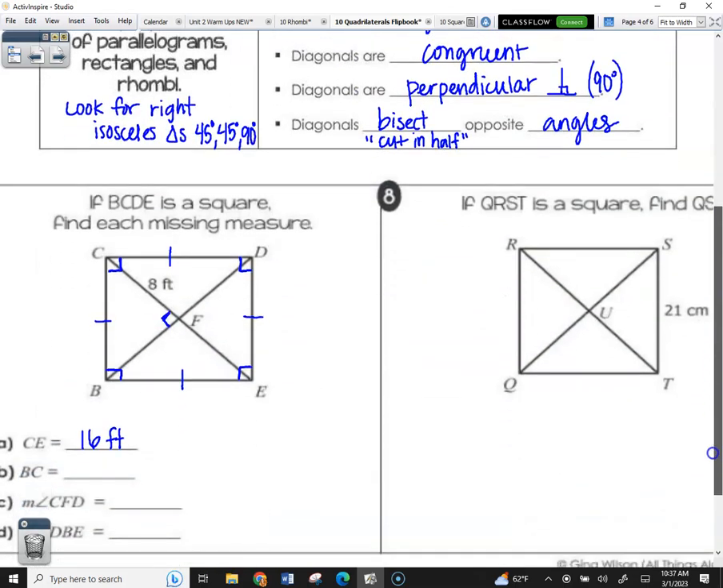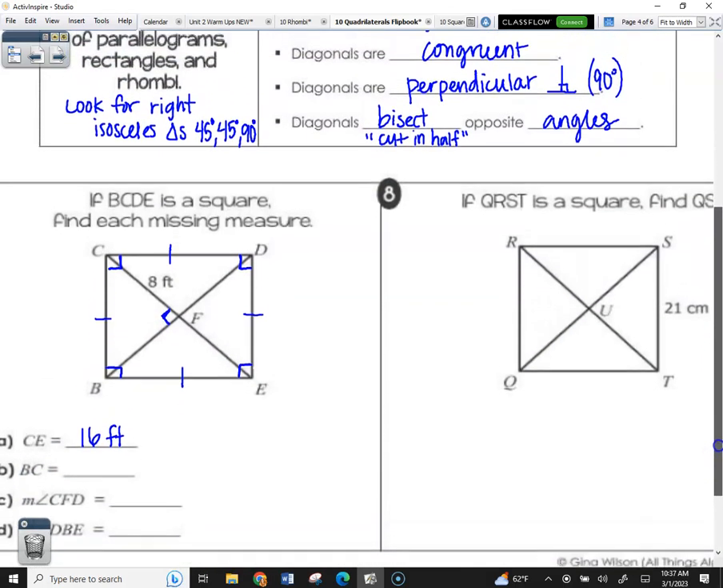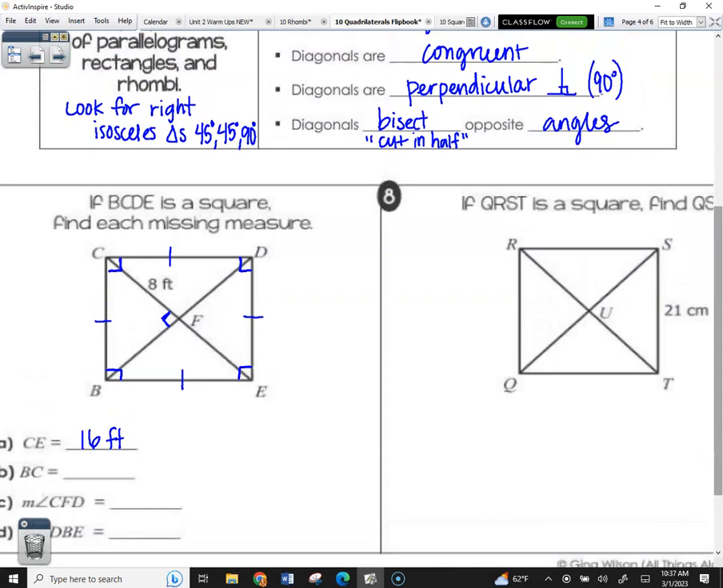All right. Now it says find BC. B to C. Don't know it. So we'll put a question mark here. Do I know this one? Look where I'm pointing. I'm pointing to BF. Yeah, you know that. I know this is 8. What shape is this? Triangle. It's a right triangle.